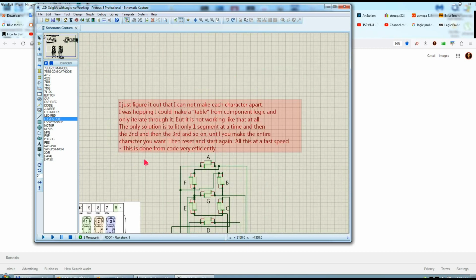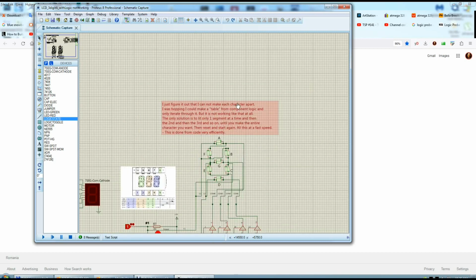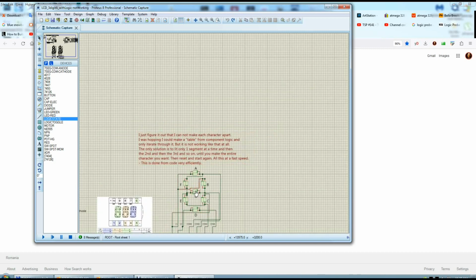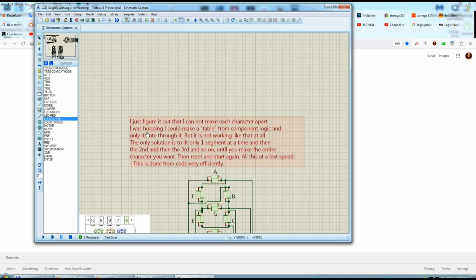So I will read this, and hopefully I will give you some explanation after that. I just figured out that I cannot make each character apart. By character, I mean digit. Each digit, digit 1, 2, 3, 4 until 9. That's what I'm referring to. I was hoping I could make a table from component logic, pretty much some circuits that are creating a single digit, digit 2, then another circuit showing digit 3, another circuit showing digit 4, and so on. So I was hoping I could make a table from component logic and only iterate through it, but it is not working like that at all, unfortunately.